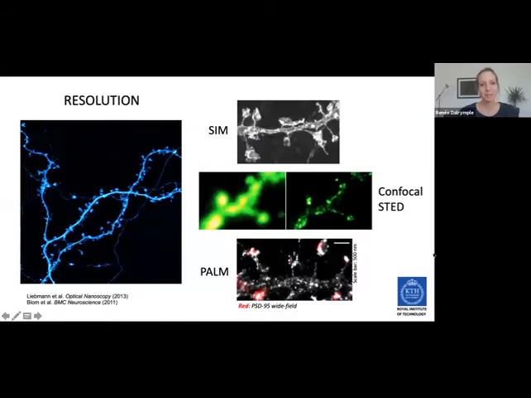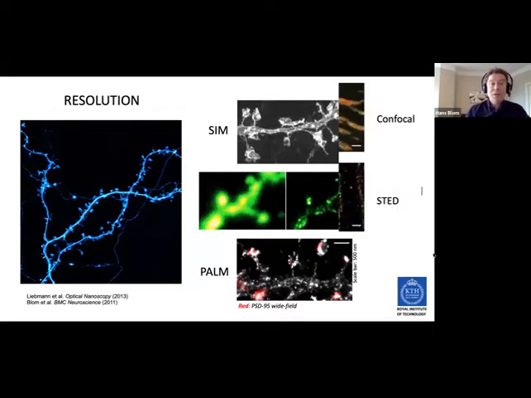So let me then start to share my view about what users in my facility ask for. And the first obvious thing is, of course, they want to come and get more resolution. And here, this is exemplified by looking at fixed neurons. So by resolving these with SIM, STED, or PALM, we can then, of course, see things better.